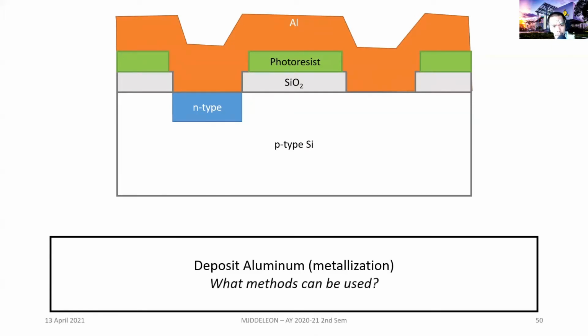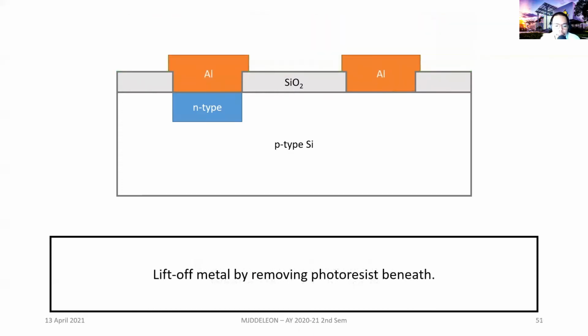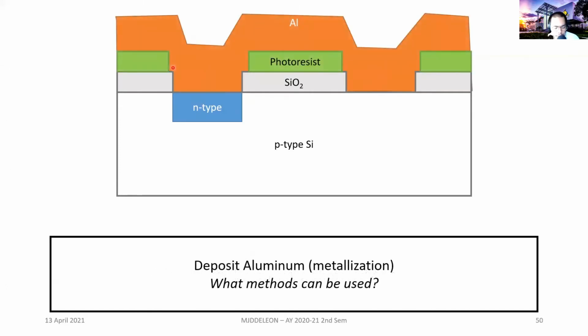What methods can be used here? You'll know this in the next module. But from module 1 naman, I think you're kind of aware. So, we can use evaporative techniques or pwede tayo mag-sputtering. So, we deposit the aluminum onto our surface. Then, we lift off the metal by removing the photoresist beneath. So, ang matatanggal dito would be ito.